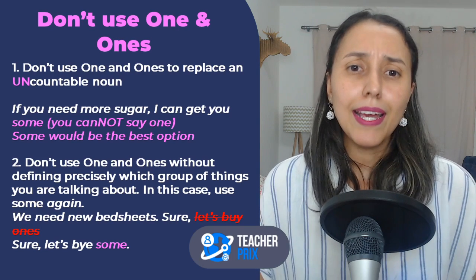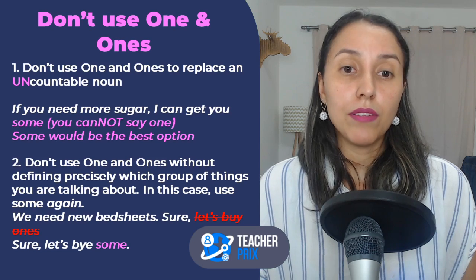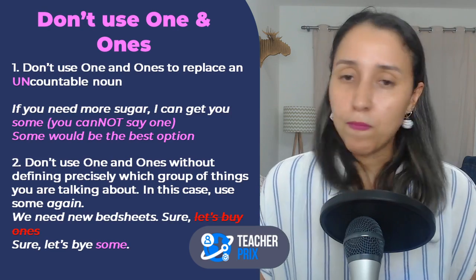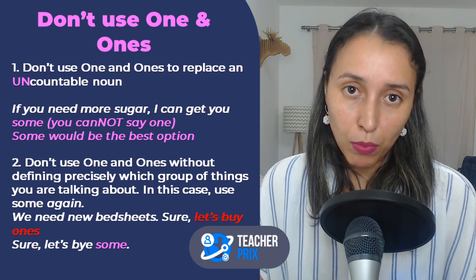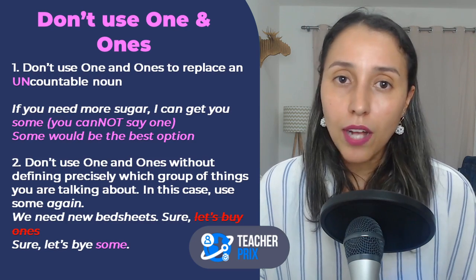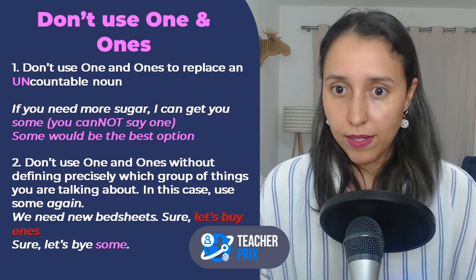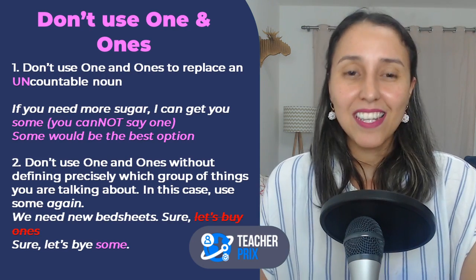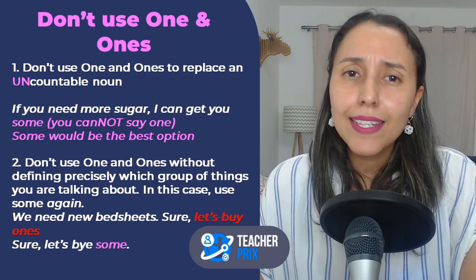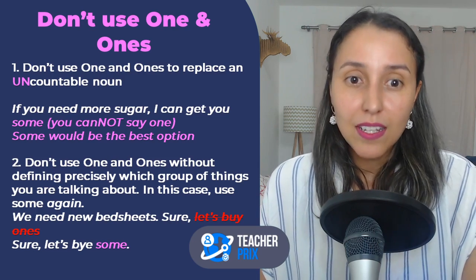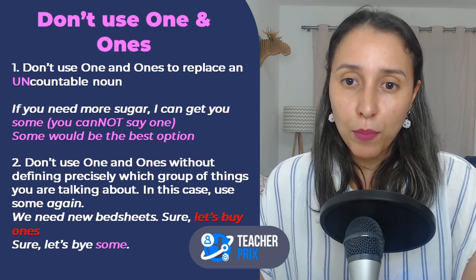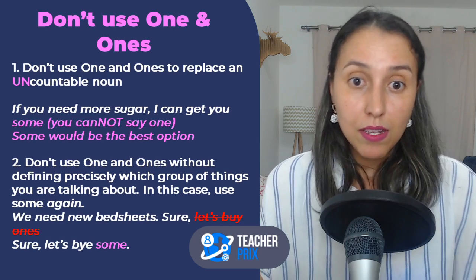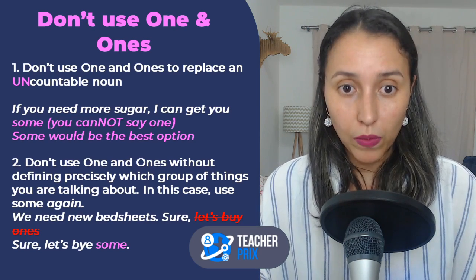For example, hey, if you need some sugar, if you need more sugar, I can get you one. Sugar is uncountable, which means you cannot use one or ones. Here, you could use some. Yes. If you need more sugar, I can get you some. Okay? So some would be the best option. If you don't want to repeat the word sugar again, some is the option for you, okay?